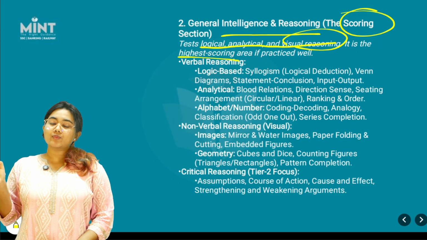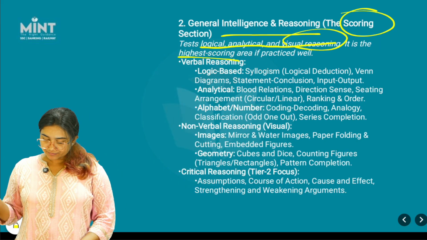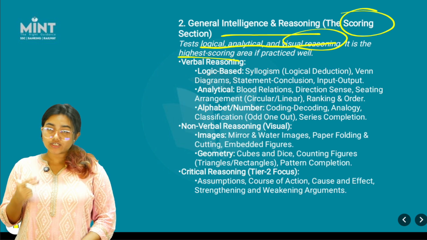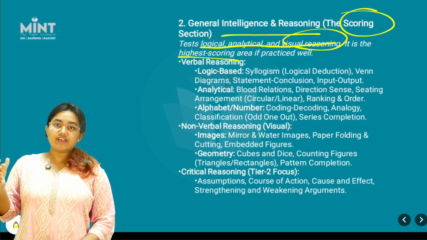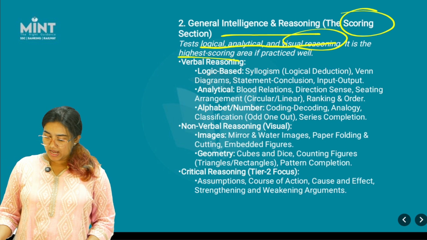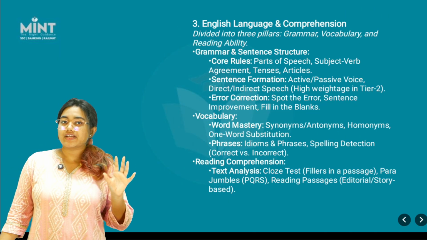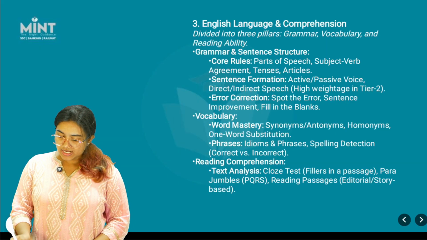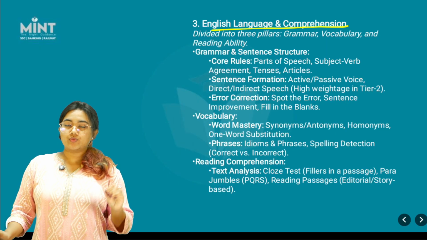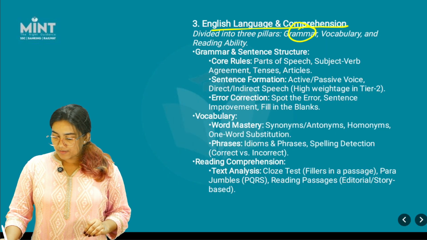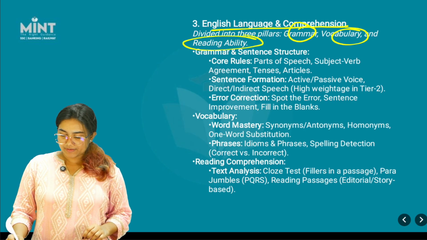Then critical reasoning, which is very important for tier 2. Assumptions, course of action, cause and effect, strengthening and weakening arguments, all of that will also be asked. And then we move to an important part, which is a very easy but scoring area, English language and comprehension. We generally divide it into grammar, vocabulary and reading ability.